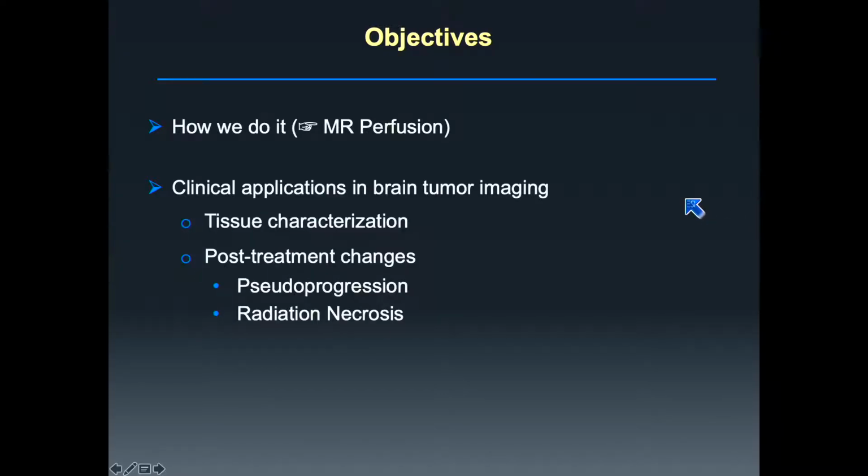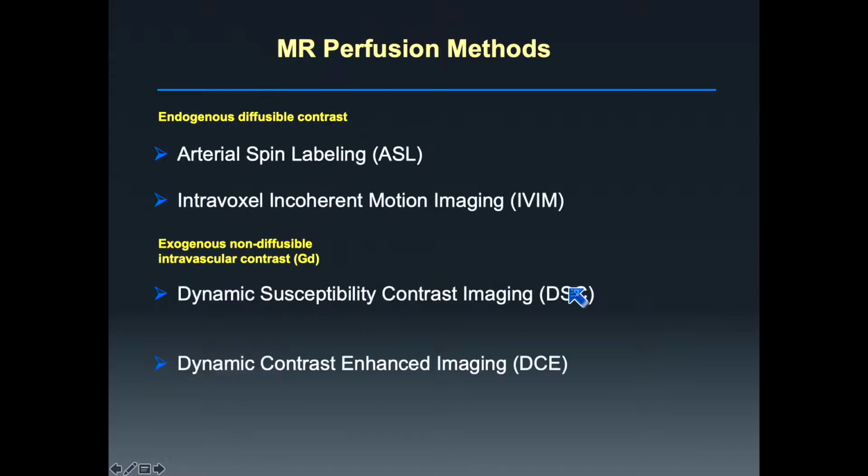And then we'll review some of the clinical applications of brain tumor imaging for tissue characterization and to differentiate post-treatment changes, including pseudoprogression and radiation necrosis, from recurrent disease in patients with brain tumors. And then at the end of the talk, I'll talk about MR diffusion and how it can also be applied in imaging of brain tumors and their follow-up.